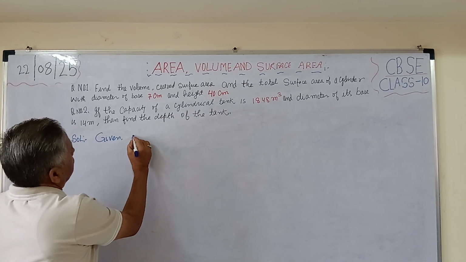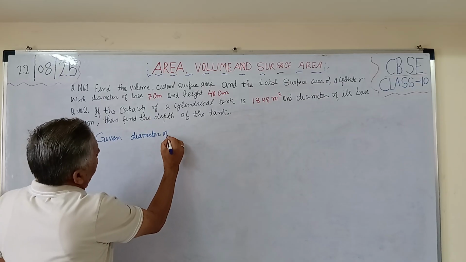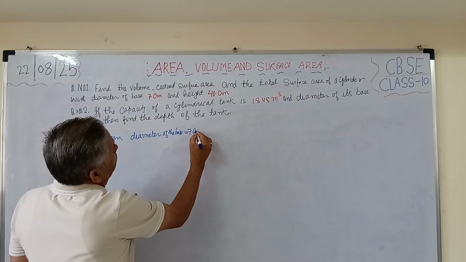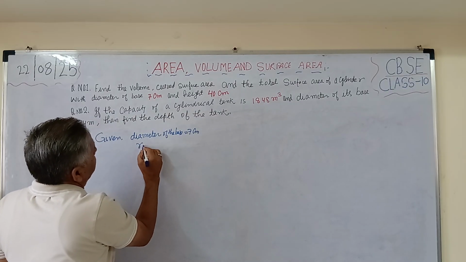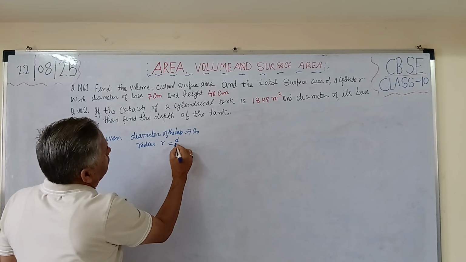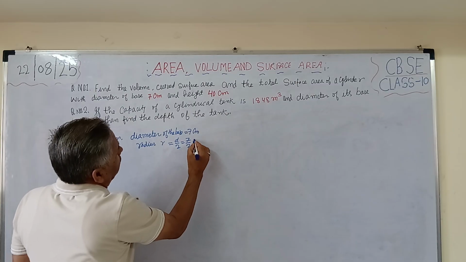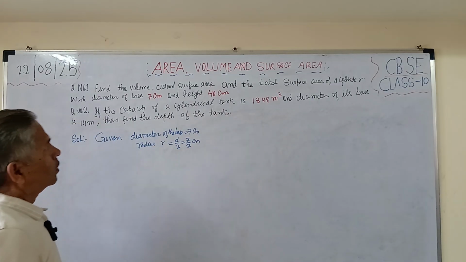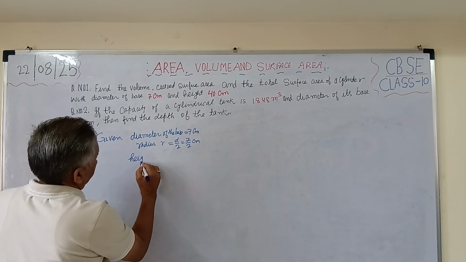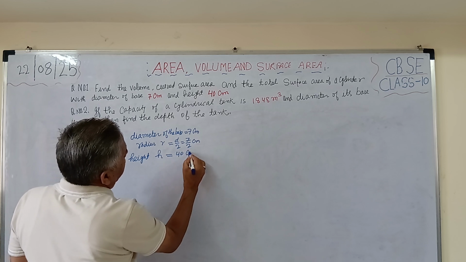Diameter of the base equals to 7 centimeter. So radius, small r, will become d by 2, that is 7 by 2 centimeter, and height h of the cylinder equals to 40 centimeter.